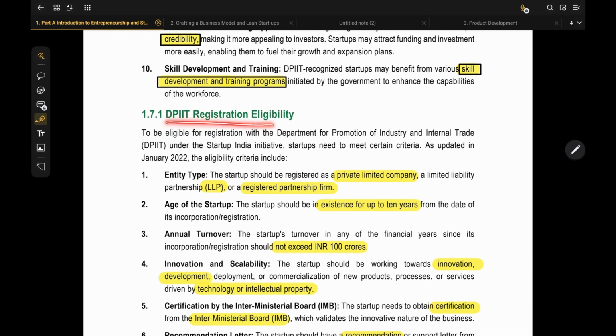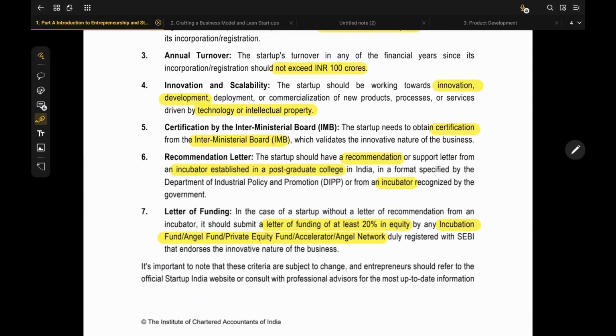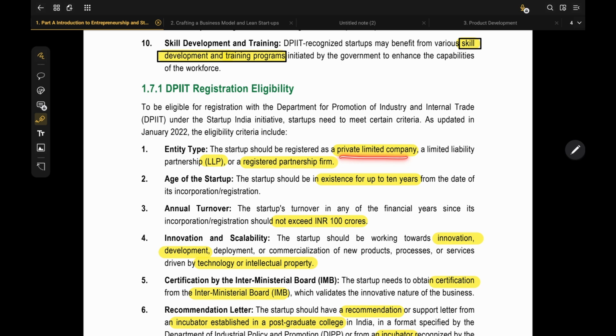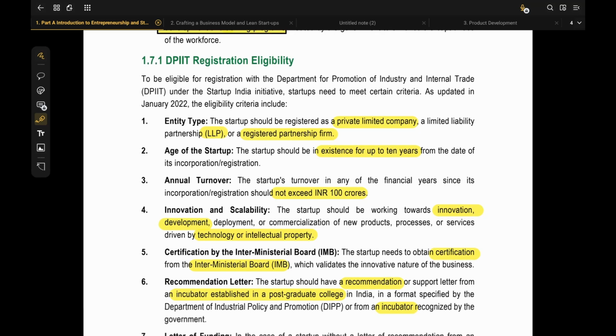And then for DPIIT registration, who can register? What is the eligibility criteria? It is given here. The entity type should be a private limited company, an LLP, or a registered partnership firm. You should be one of these 3. Age of the startup: you should register within 10 years of starting. After 10 years, you cannot register. Annual turnover: if you want to register with DPIIT, your turnover should be a maximum of 100 crores. Beyond 100 crores, you cannot register.